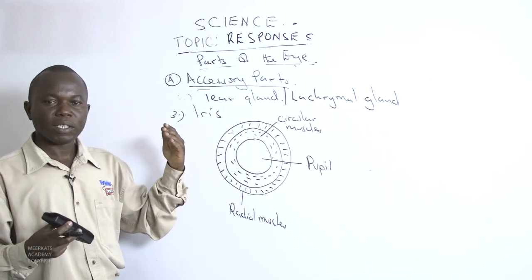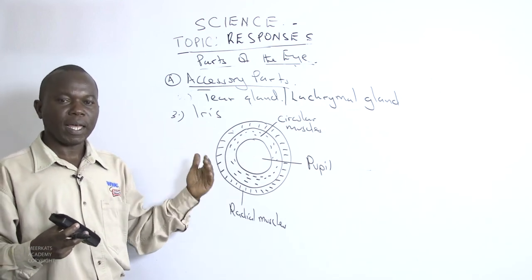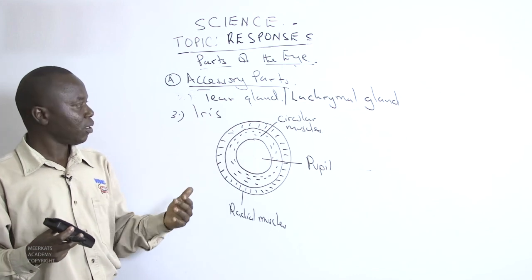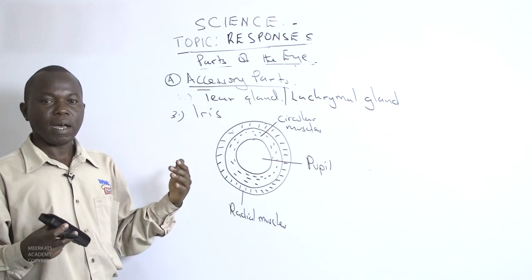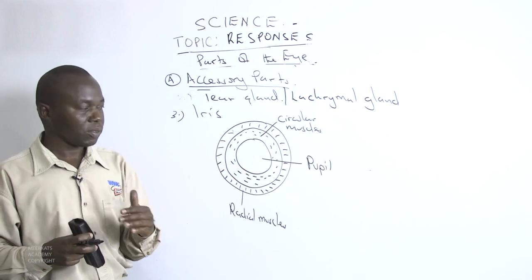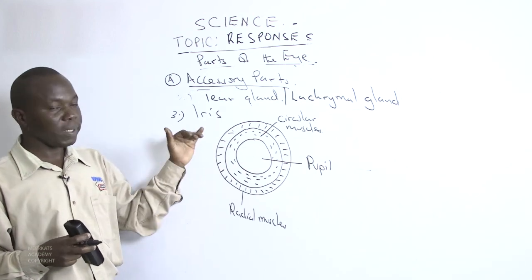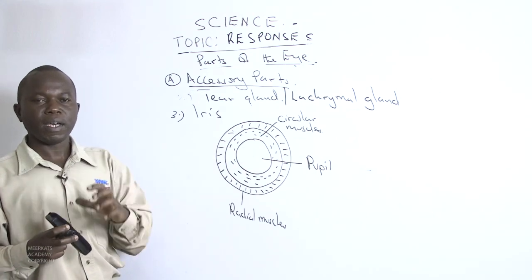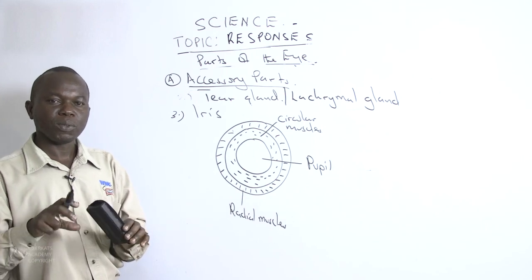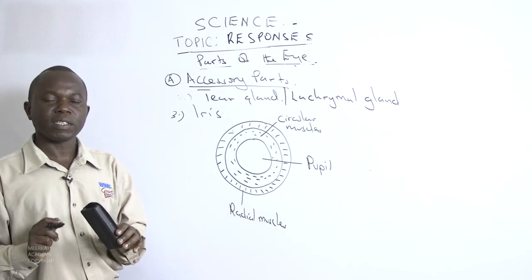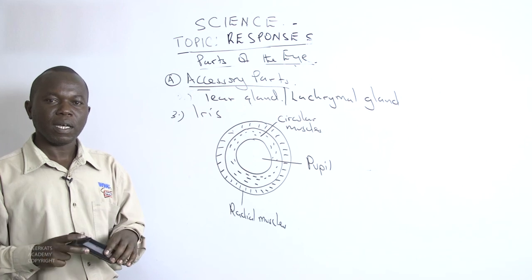So we are on a journey to explore the eye, a very important structure. We have just looked at the iris, and in our next lesson, we are going to continue and explain even further how the iris is able to regulate the amount of light that gets into the eye.